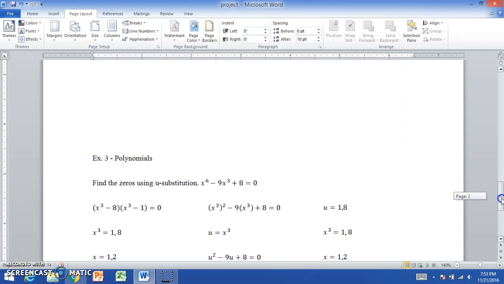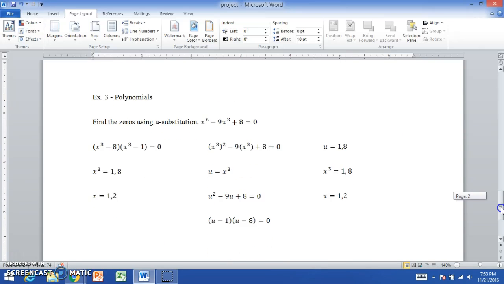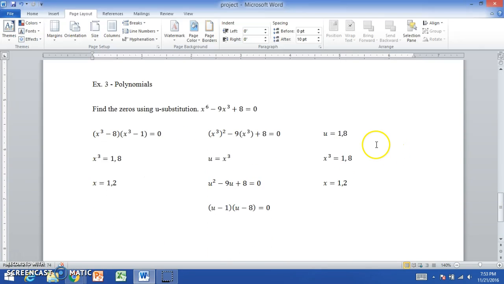Now, u substitution doesn't have to only deal with integrals, but it can also apply to different mathematical concepts, such as polynomials and finding the zeros. So for this problem, it's asking to find the zeros using u substitution. The problem is x to the power of 6 minus 9x cubed plus 8 equals 0.